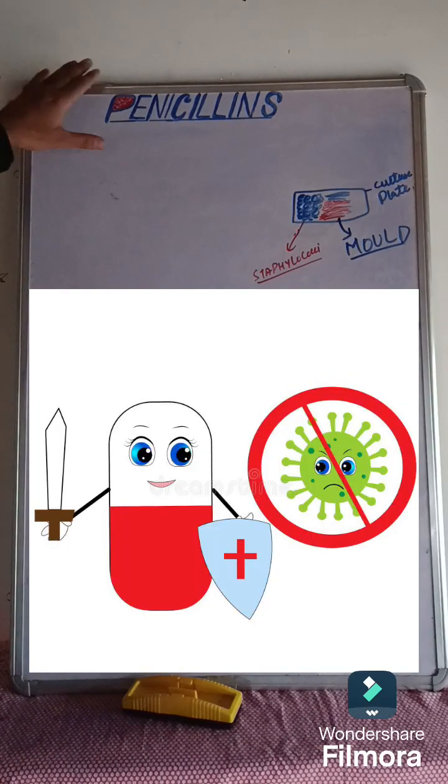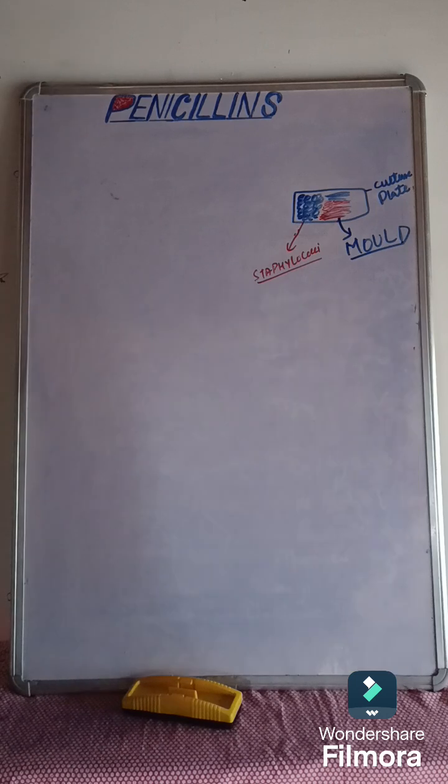Today we are going to learn penicillins. So what are penicillins? Penicillins are a class of antibiotics which were discovered by the great scientist Alexander Fleming.